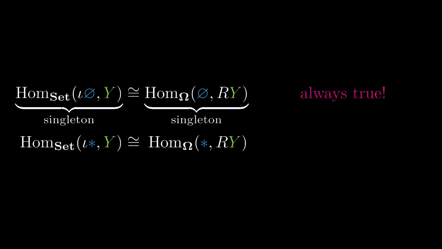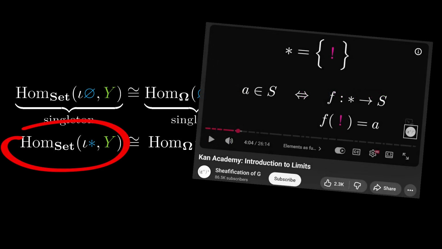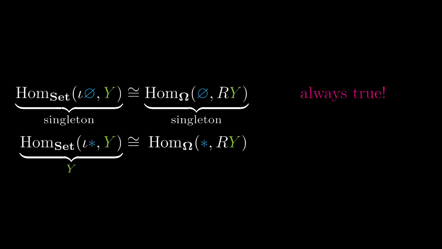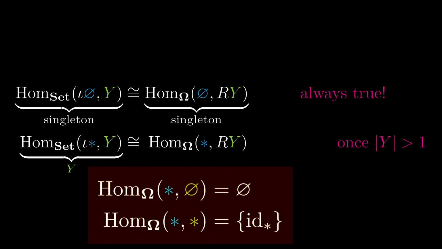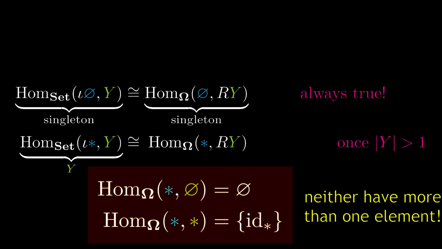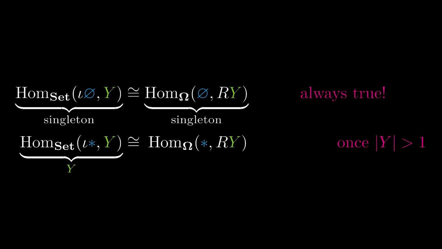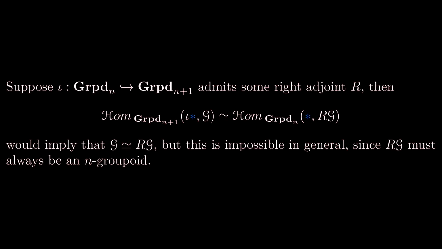As for the second correspondence, note that we can identify elements of a set Y with maps from the singleton into Y. In particular, if Y has more than one element, then so does the left-hand side of this correspondence. On the other hand, we can enumerate the Hom sets of omega, and we can see that neither of the possible Hom sets have more than one element. This makes it impossible for the right adjoint to exist at all. In fact, this reasoning generalizes to higher groupoids as well.